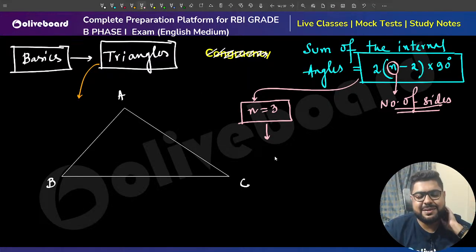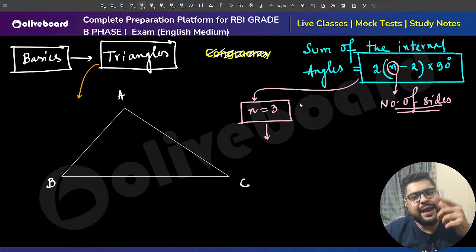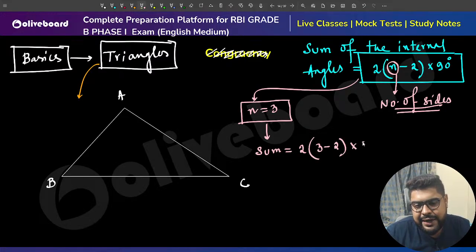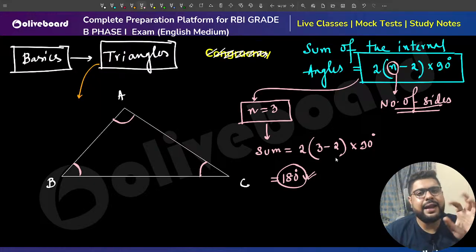I've checked all the slides, all the PPTs. Now n is 3, that means you put n equal to 3 in the sum: 2 into 3 minus 2, into 90 degrees. That gives you 180 degrees. What conclusion can we draw? The sum of all three angles of this triangle will always be 180 degrees.